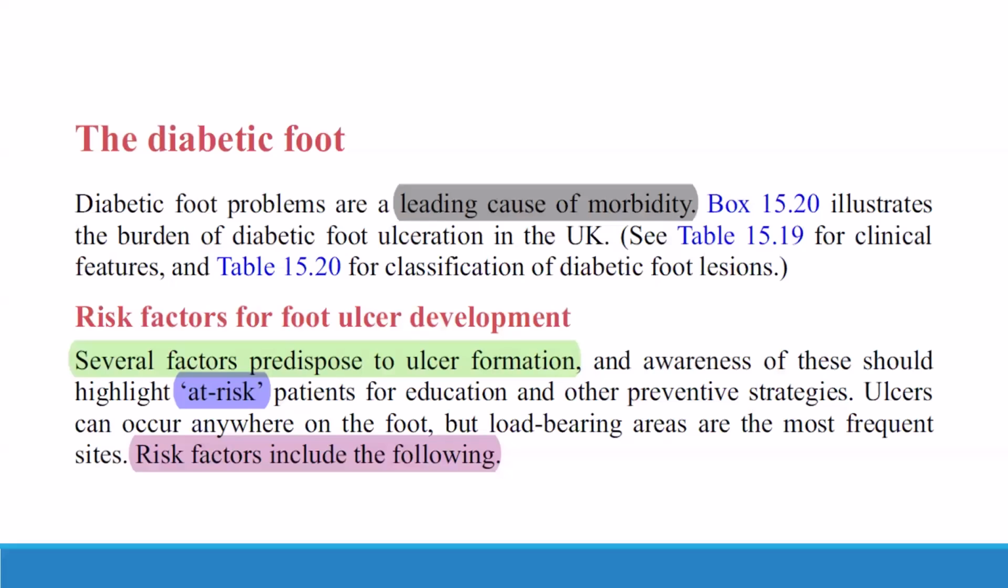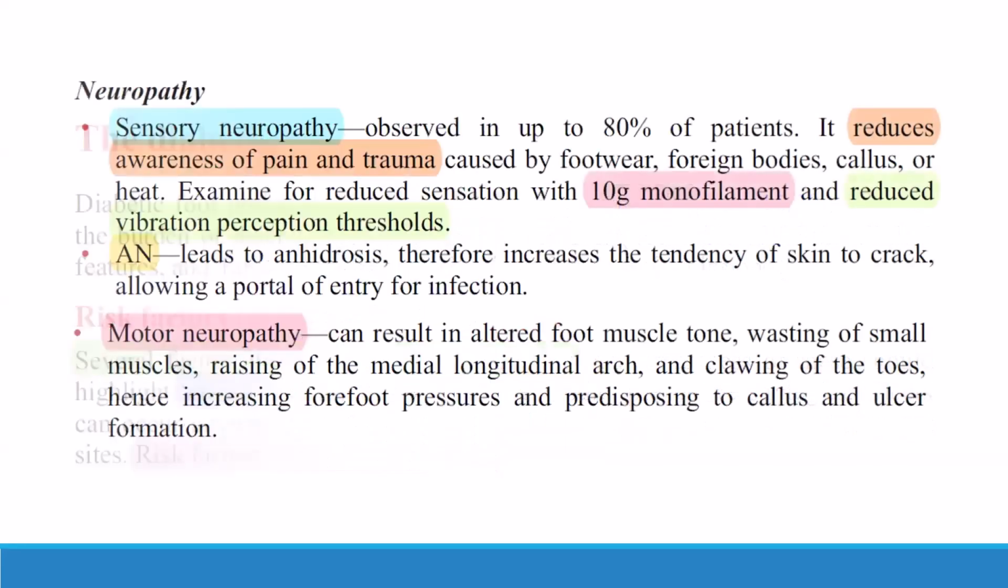In diabetic foot, of course, as we mentioned, diabetic foot problems are a leading cause of morbidity and mortality. Risk factors for foot ulcer development: several factors predispose to ulcer formation, and we should classify our patient as at risk of development of foot ulcer if some of these features are present. Sensory neuropathy is one of the most important parameters that increase the risk of foot ulcer, with reduced awareness of pain and trauma, and this should be examined initially by 10-gram monofilament.